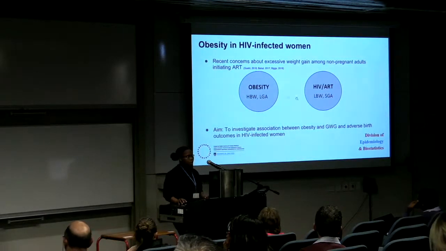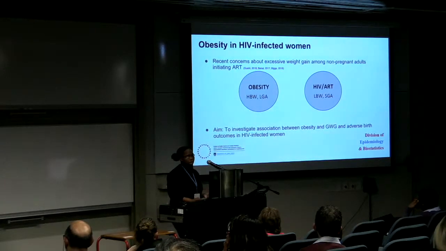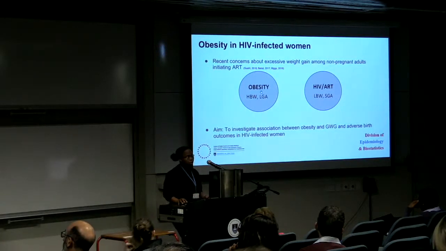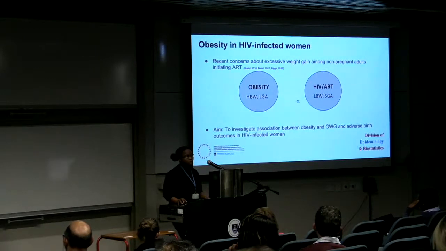Obesity and HIV infection have been studied separately in the literature because of the historical weight loss effects of HIV, but more recently, there are increasing concerns about the excessive weight gain that is observed among non-pregnant adults that are initiating ART. There's still limited data on whether this excessive weight gain exists in pregnant women. There's also limited data on how the combined impact of both obesity and HIV may now affect birth outcomes, especially since the individual impacts are in the opposite direction, where obesity increases the risk of high birth weight and large size for gestational age infants, and HIV or ART increases the risk of low birth weight and small size for gestational age infants.